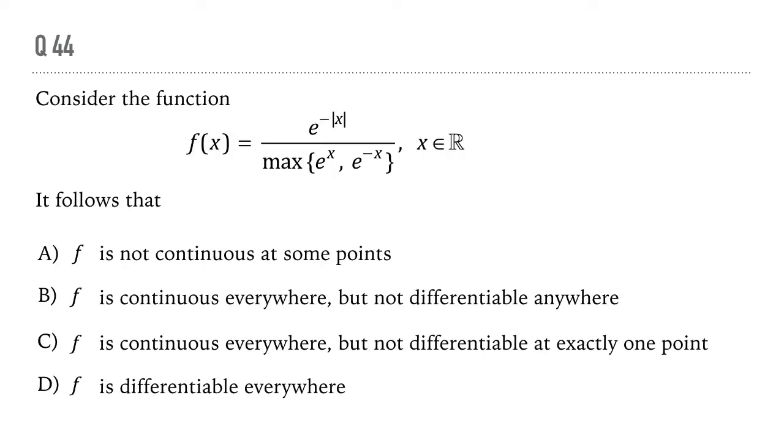Take a moment to read the question. So we have been given a function f of x which is equal to e to the power minus mod of x, all divided by the maximum of e to the x and e to the power minus x. We have to find out which among the given options is true for this function. How do we do this question?